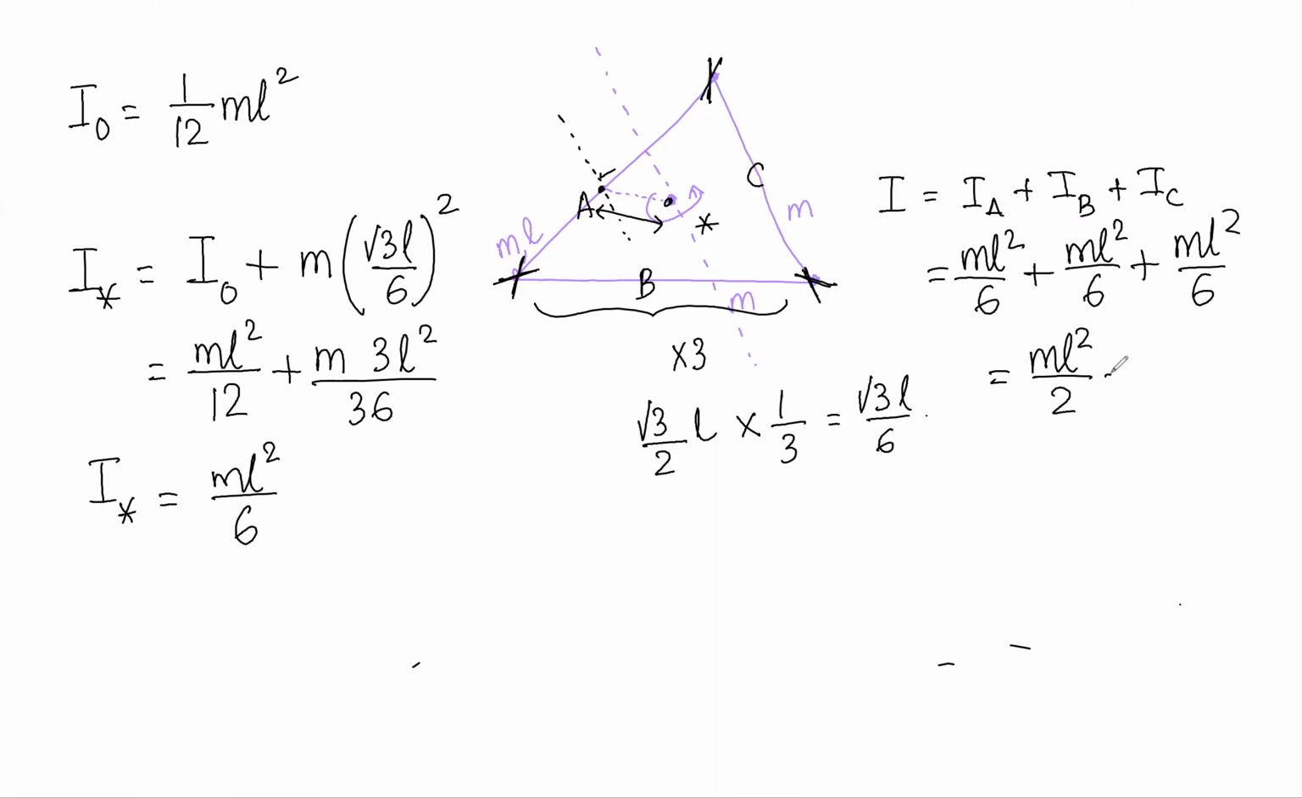So if you are given three rods and you're asked to find the moment of inertia about the center of that system, this is how you find it. How much does it come to? ml square divided by 2.